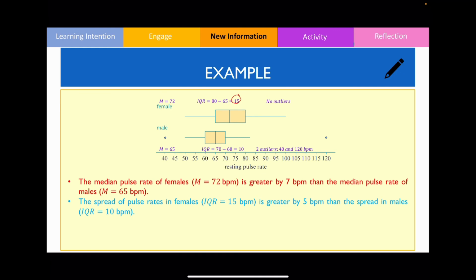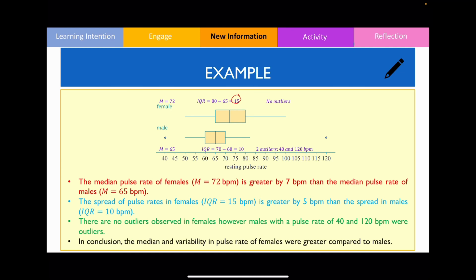The next thing for me to comment on are the outliers. So I'm going to say that there are no outliers observed in females. However, for males, there was a pulse rate of 40 as well as 120 beats per minute, which I consider to be outliers as they don't fit the norms or the trends of the overall dataset. And the last thing for me to do now is to write a conclusion. So I'm just going to say that the median as well as the variability, meaning the spread, in terms of the pulse rate for females were a lot greater compared to the male counterparts.